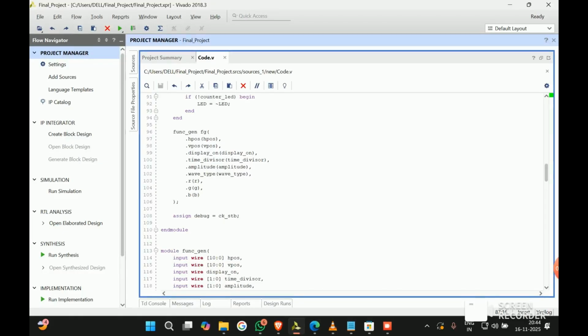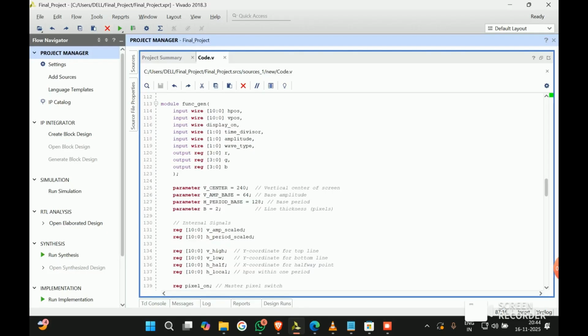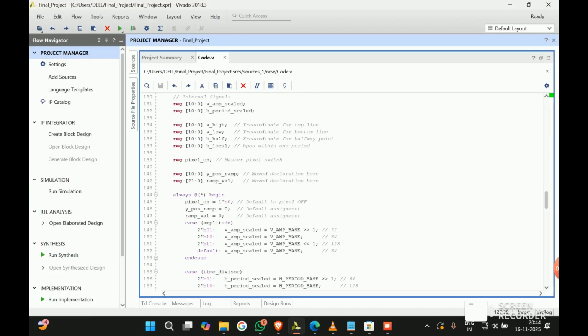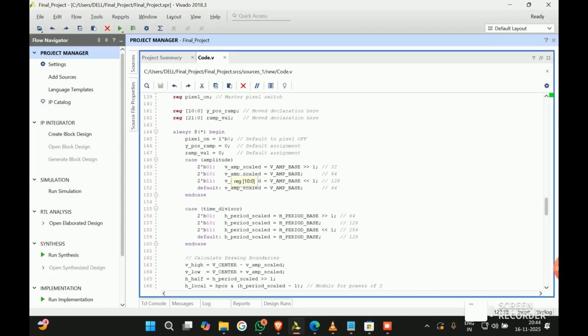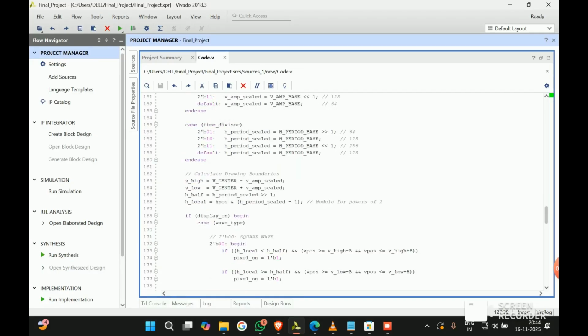We call the function generator here, which what it does I'll explain ahead. So this is the function generator. We have a few parameters which denote the vertical center of the screen, the base amplitude, the base period, and the line thickness. The base period is essentially for how much duration a black line or a combination of red, green, and blue line should be drawn with respect to the time period. So essentially, these can be scaled up or scaled down, the amplitude and the frequency, based on what amplitude and frequency we want, which is just zooming in and zooming out from the digital oscilloscope.